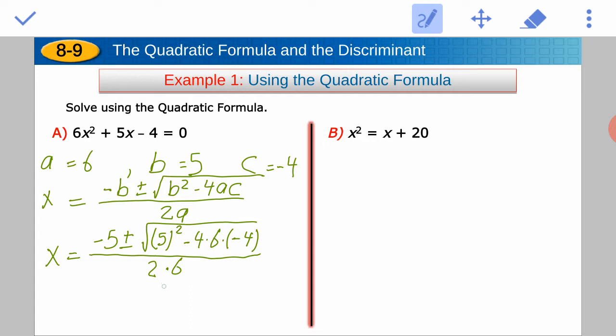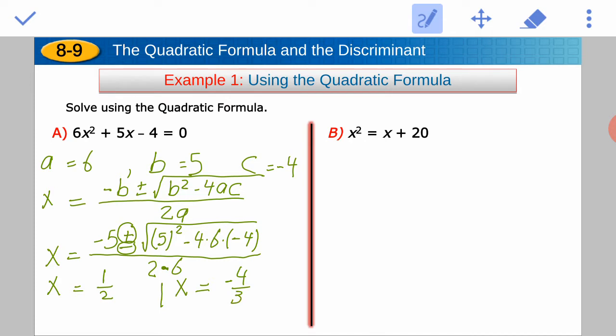We expect 2 zeros for this quadratic function. The first possibility is to use the plus sign. You put everything using the plus sign, and once you put it, you will get the answer, and the answer is one half. And when you use the negative sign, you copy everything on the calculator the same. This is not 2.6, this is 2 times 6. You will get the other solution, and the other solution is negative 4 over 3.